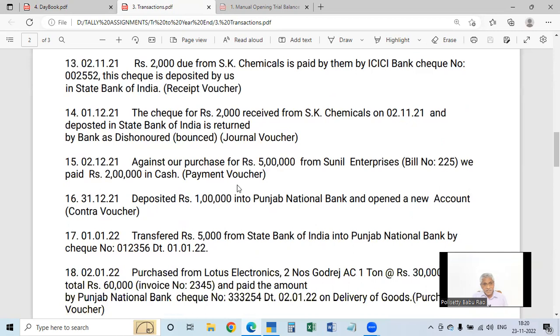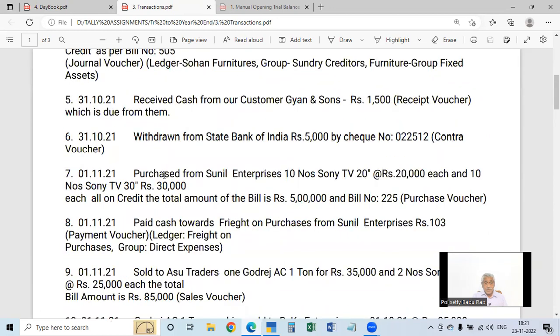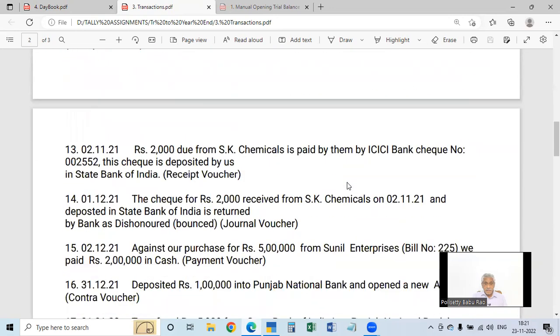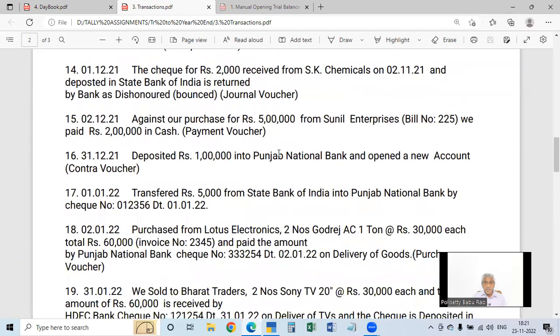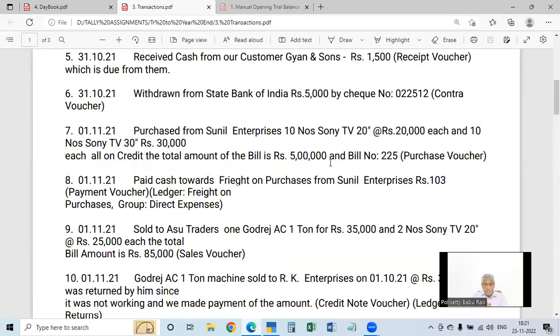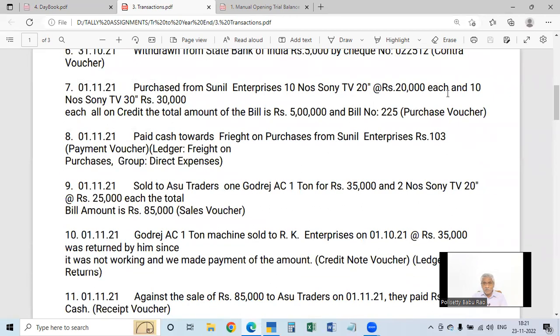Okay. Next, December 2nd, against our purchase of 5 lakhs from Sunil Enterprises, bill 225. See here, we purchased from Sunil Enterprises. The date is not given. So we purchased from Sunil Enterprises, 2 lakhs plus 3 lakhs, total 5 lakhs, against bill 225. We purchased. So this is total 5 lakhs, but the bill is only one because both the stock items are entered in the same bill.